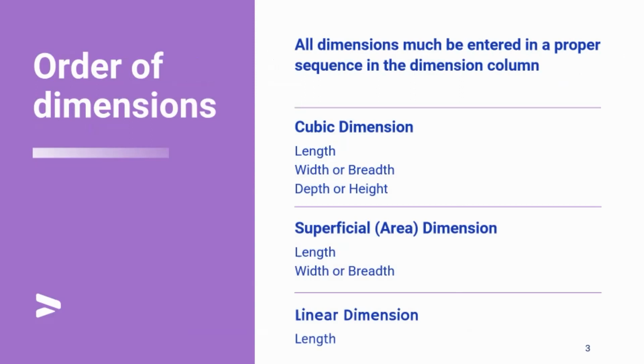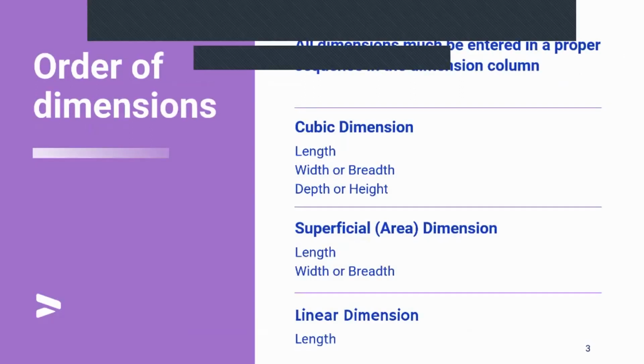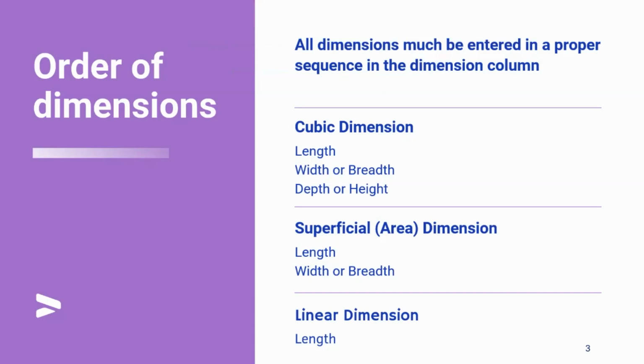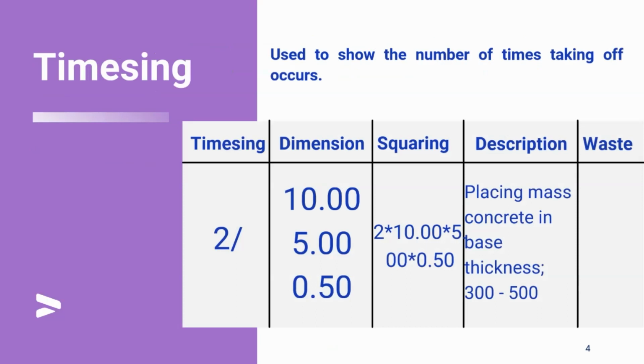So moving on, you need to know the order of dimensions. The order of dimensions varies from cubic dimension to superficial, which is area dimension, to linear dimension. Cubic dimension is when you multiply your length by your width by your depth. Area dimension is when you multiply your length by your width or breadth. And linear dimension is when you are just working with your length.